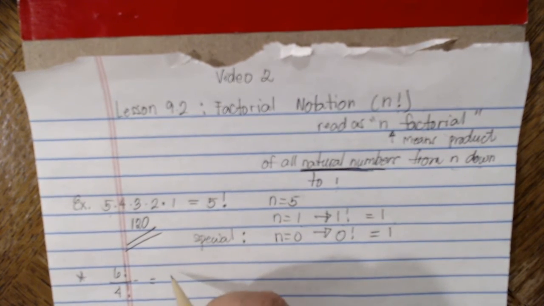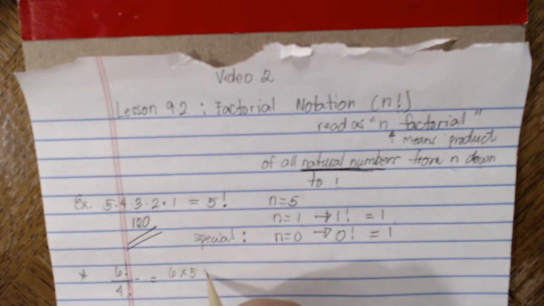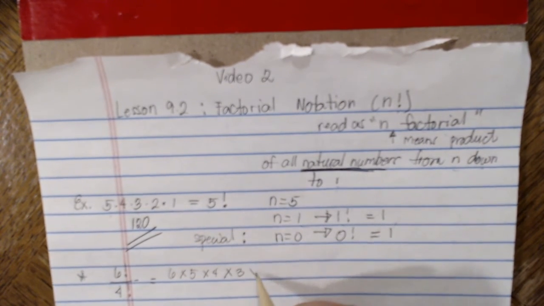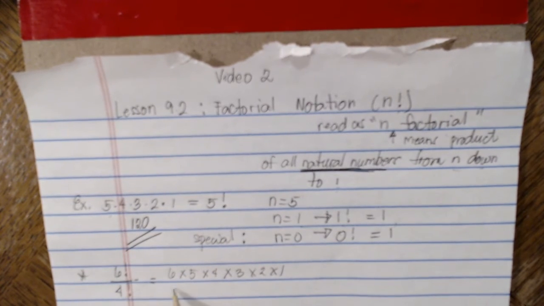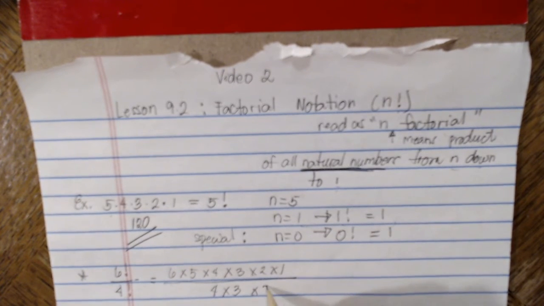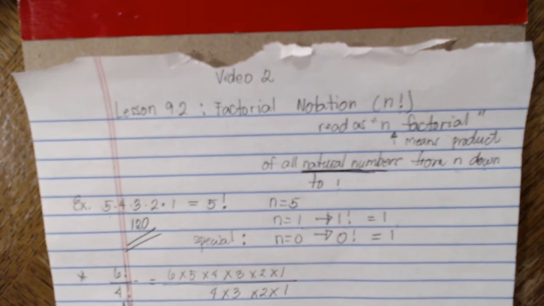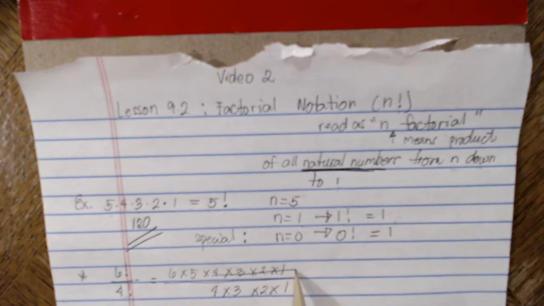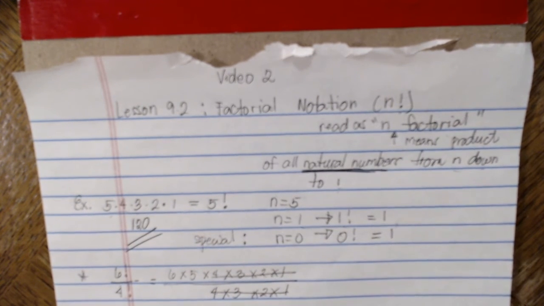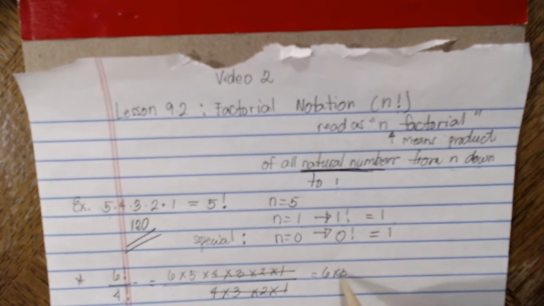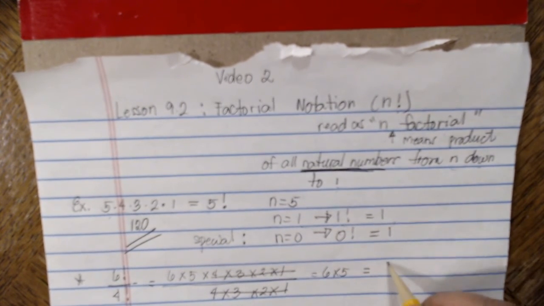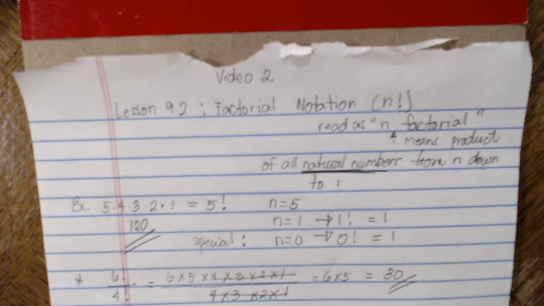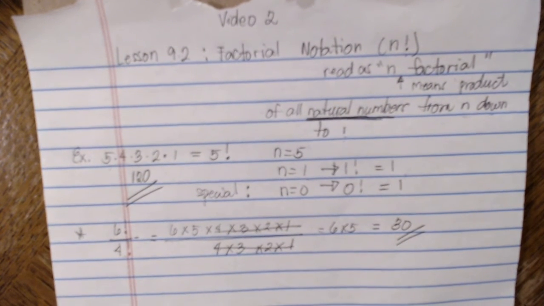But another way is 6 times 5 times 4 times 3 times 2 times 1. You can write this out over 4 times 3 times 2 times 1, applying the definition of factorial, and you know that this cancels. And then you have only 6 times 5 left over, and 6 times 5 is 30. Then you can always use your calculator to check if your answer is correct.